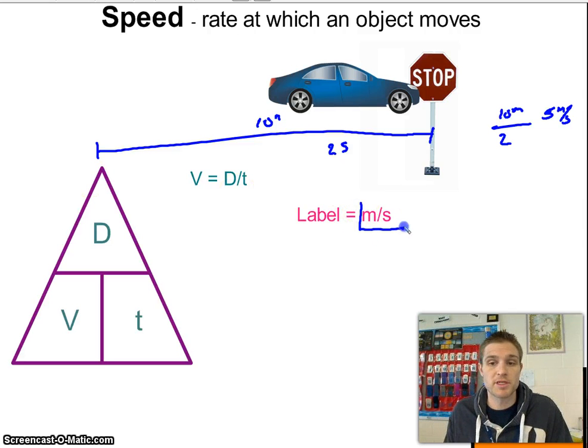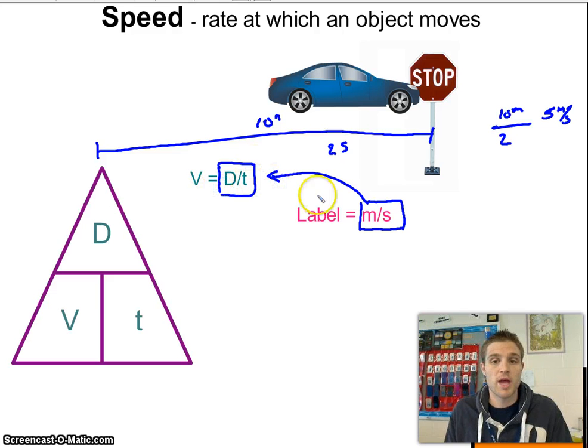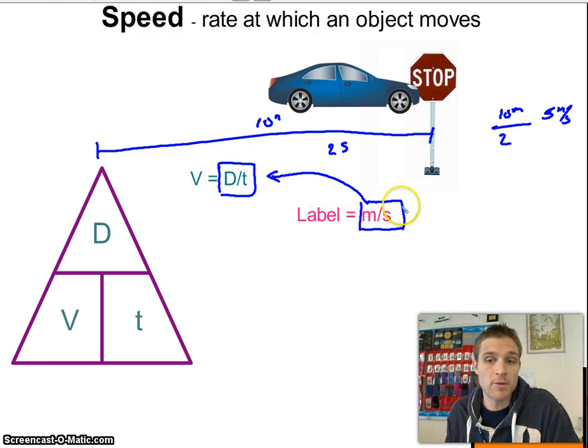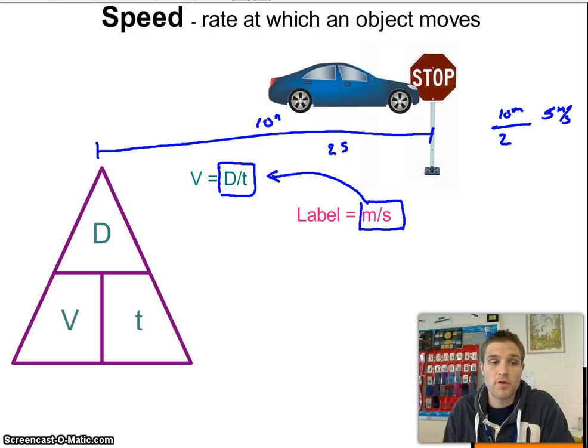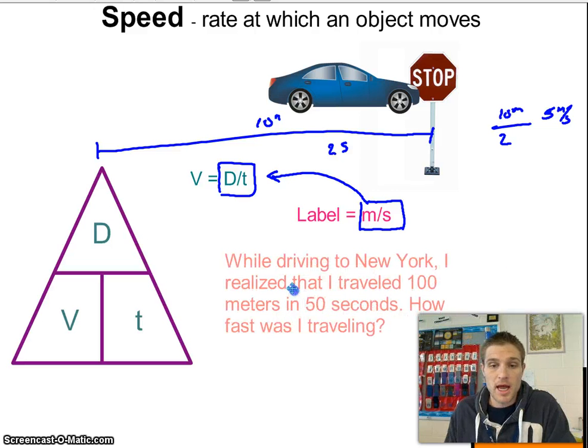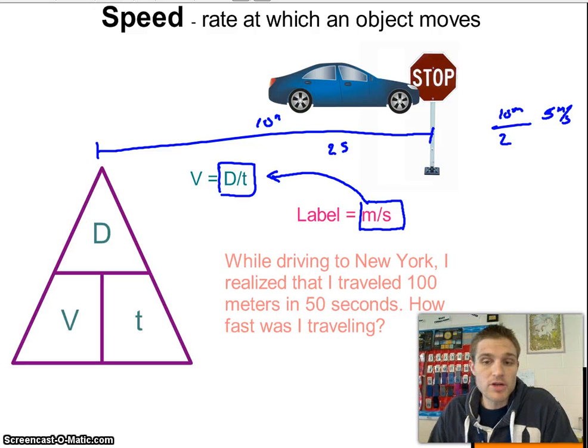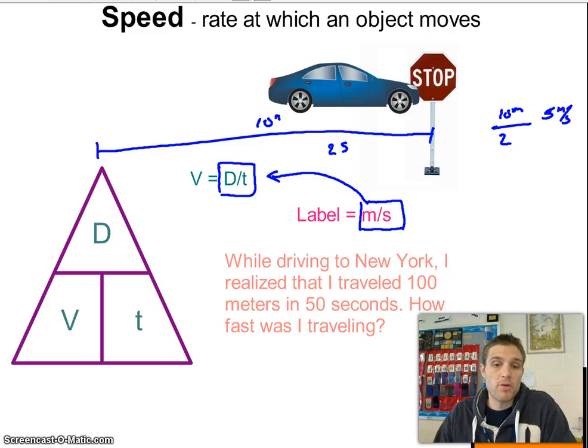Now, the label for speed is meters per second. The reason is if we look at the equation, distance divided by time, we have a distance, which is meters, and we have time, which is seconds. So it gives us our distance over whatever unit we're using for time. Let's look at an example problem. While driving to New York, I realized that I had traveled 100 meters in 50 seconds. How fast was I traveling?